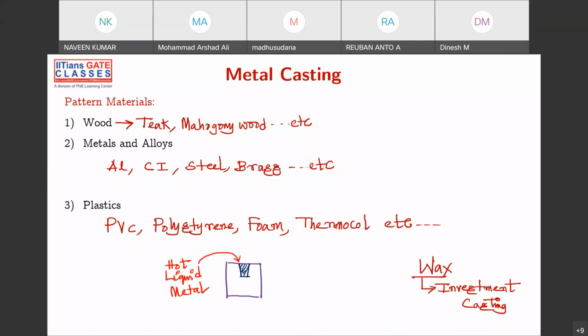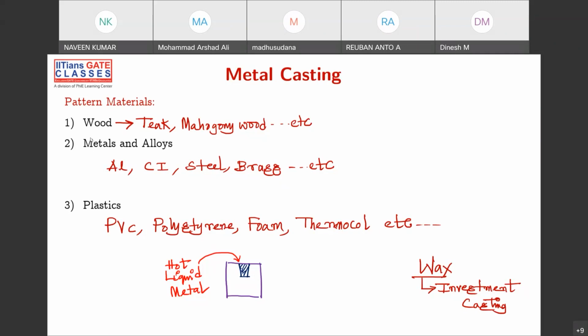I literally saw a separate workshop, a separate section, for making these wood patterns. They have to be maintained at the right temperature, and you have to maintain humidity. The wood should not be exposed to too much humidity, otherwise the wood will swell. So proper humidity also should be maintained. It's really good if you go and see it.